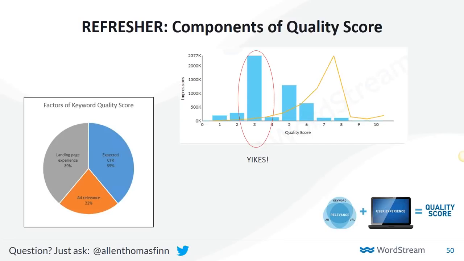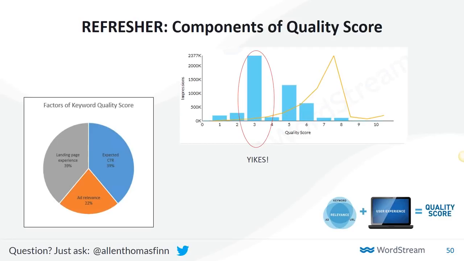Just as a refresher, the key components of quality score are landing page experience, expected click-through rate, so that is over time, how often have searchers been likely to click your ads, and finally ad relevance, how well implemented is the keyword that an ad is being served for in the copy itself.